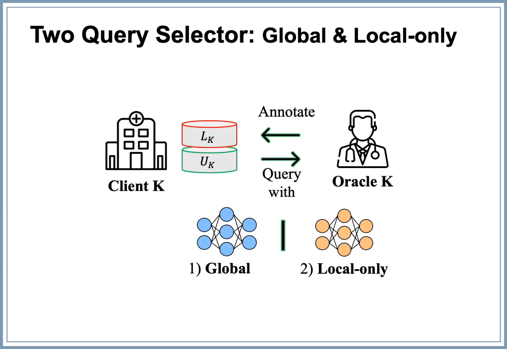In contrast to traditional active learning, federated active learning incorporates two query selector models. One is a global model trained using federated learning, while the other is a local-only model trained on a local dataset without federated learning. So, which query selector model demonstrates superior performance?